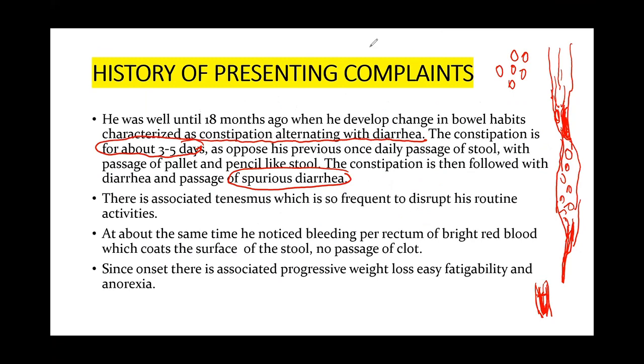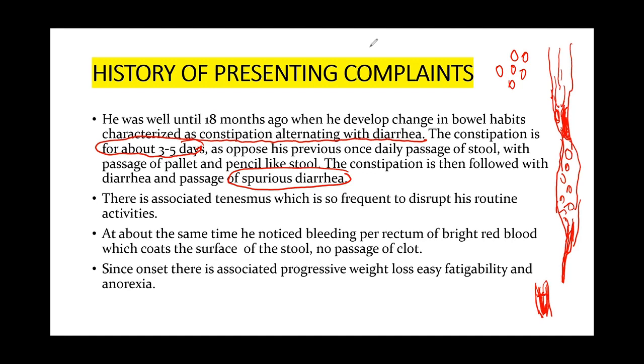Now, you can see the next part of the history says there is associated tenesmus, which is so frequent as to disrupt his routine activity. Most of the time, patients with tenesmus are so worried that they will have a commode or a toilet pan under their bed. They are so tired of going to the toilet because of that frequent urge to defecate. And when they go, they don't pass anything. Now, anytime a patient has tenesmus, there is a mass effect in the rectum.